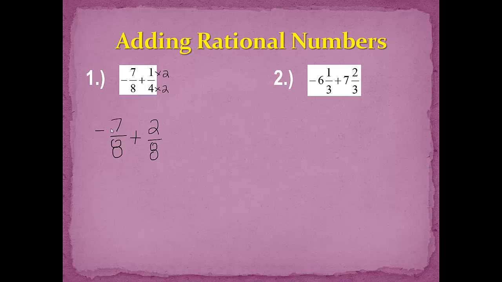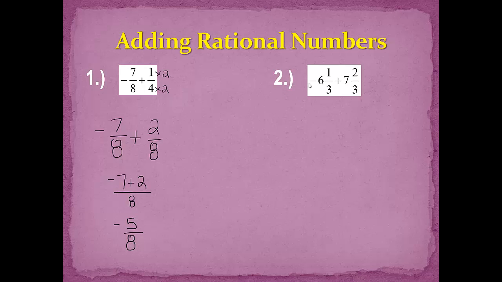Now we're going to add the top, and the bottom stays the same. So we'll add our numerators. So we have negative 7 plus 2, and our denominator stays the same. It'll stay 8. Negative 7 plus 2 is negative 5. Denominator stays the same, so our answer is negative 5/8.